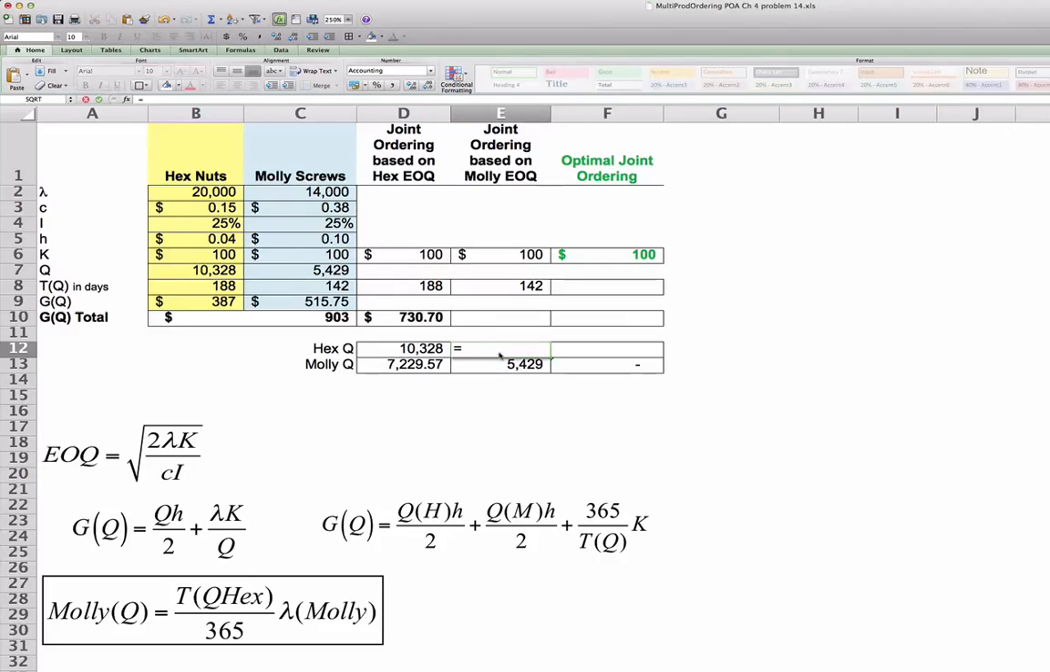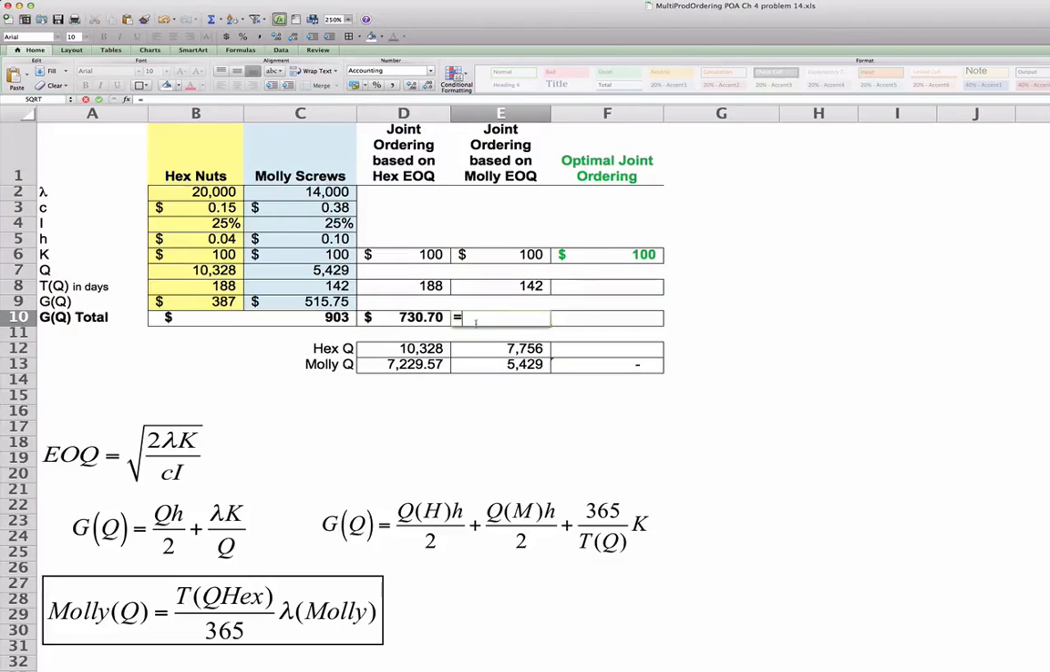And for hex nuts, we can again calculate the order quantity as 142 divided by 365 and multiplied by the demand volume for hex nuts, that is 20,000. So you see, in this case, we would get an order quantity for hex nuts of 7,756. Again, what we're going to do is calculate the associative total cost.